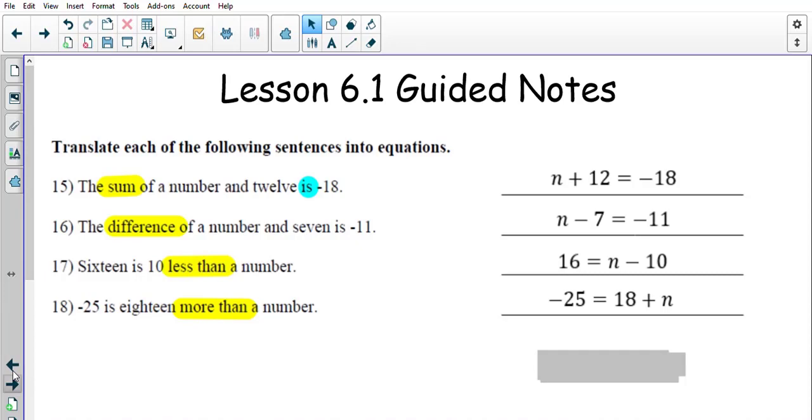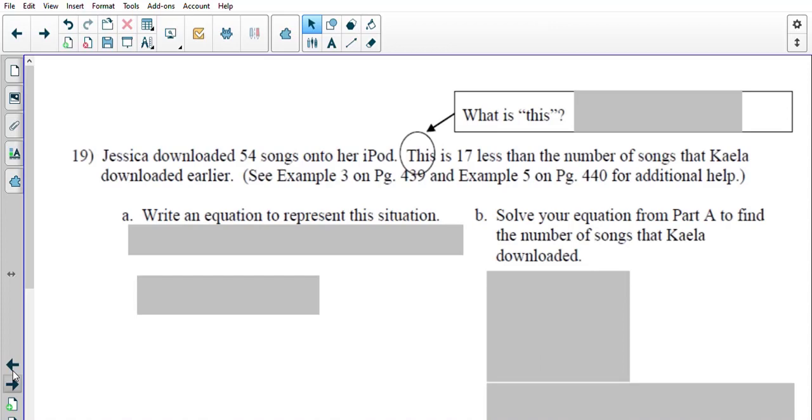So being able to set up an equation by a phrase is important for us to be able to do. But a lot of times in real life, these questions are more complicated. So let's take a look at number 19.